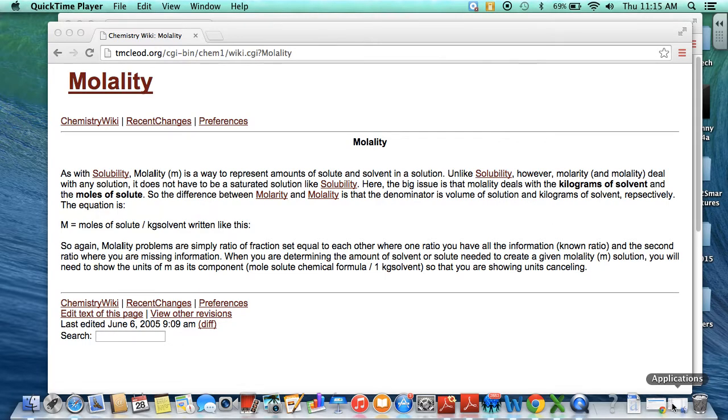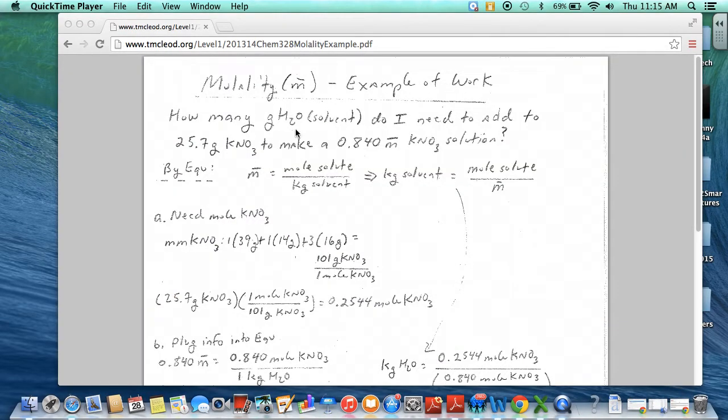So there's an example, just like the other one. This is what the symbol looks like. In this case, they want to know how many grams of the solvent you need to add to a specific amount of grams of solute to make a specific molality. As you know, molality is equal to moles of solute over kilograms of solvent. But what you want is the bottom piece, so you rearrange the equation.